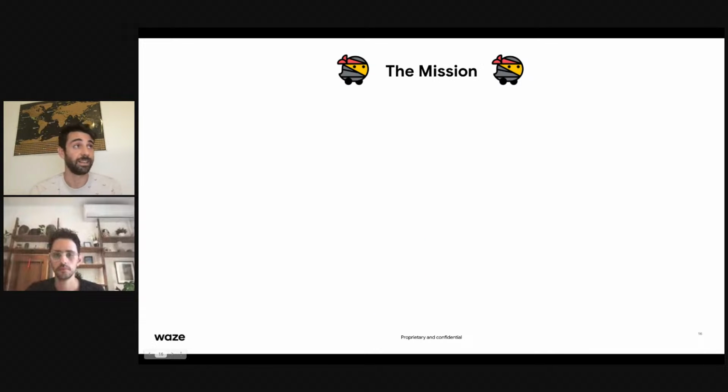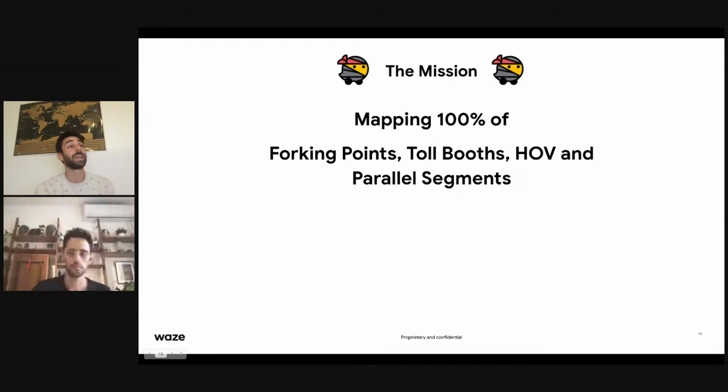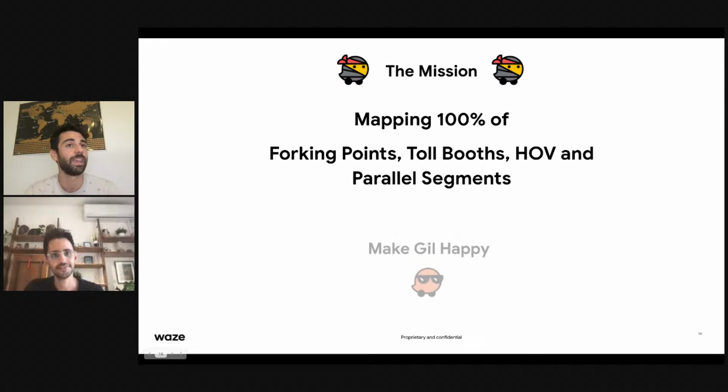So now that everything is clear, we know how it works, we know how it looks in the WME, we know what to do, where we should map it, and how we should map it. So what is our mission? Our mission is to map 100% of the examples we listed above: forking points, toll booths, and HOV or parallel segments. And of course, if we succeed in reaching this objective, I'm sure we'll make Gil really happy.